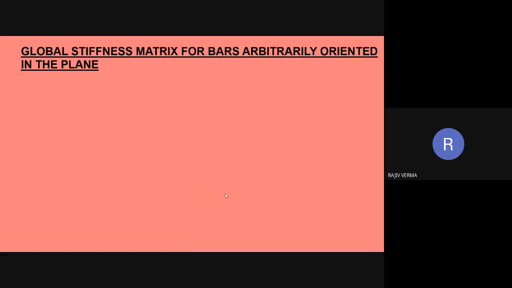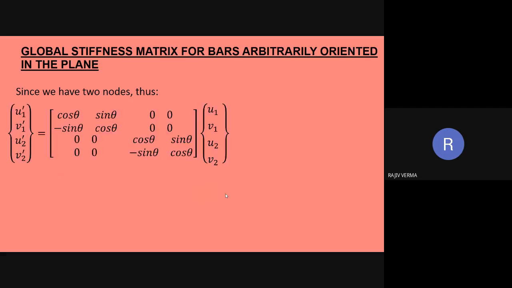And since we have two nodes, that is the node corresponding to the u1 vector and the node corresponding to the u2 vector, we are going to use the relationship for expressing two vectors in the local and the global frame, where in the local frame the nodal displacements are indicated by dashes, and in the global frame you have the degrees of freedom or deformations indicated as u1, v1, u2 and v2.